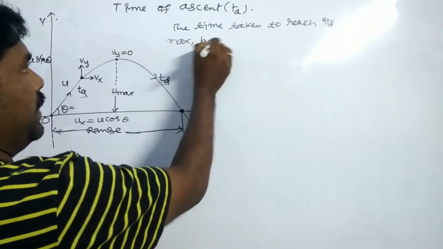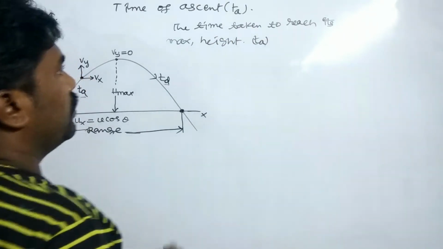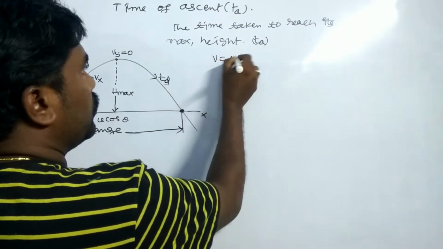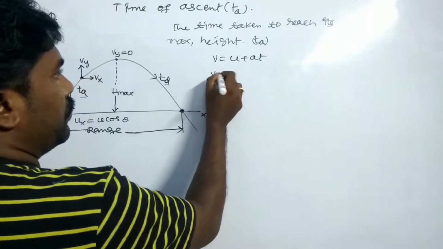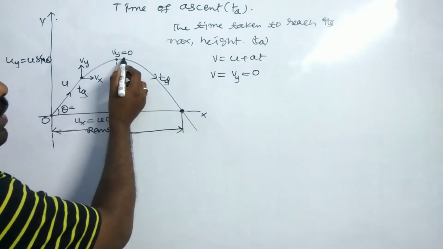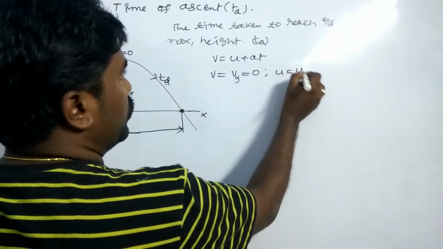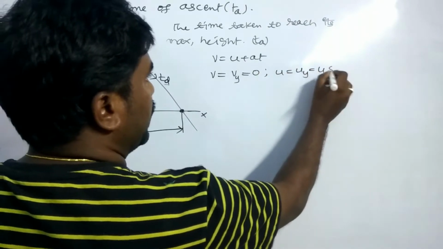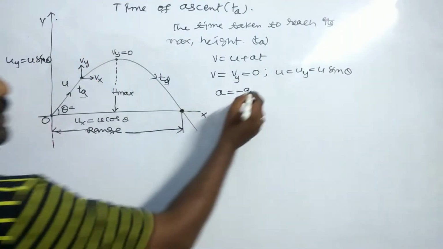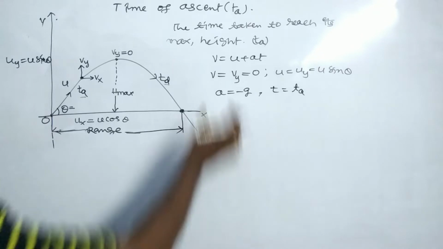The time taken to reach maximum height is called the time of ascent, that is TA. From the laws of equations of motion, v is equal to u plus at, where v is equal to vy, that is nothing but 0. At maximum height, the final velocity of the object is equal to 0, u is equal to uy, that is u sin theta, a is equal to minus g in the vertical upward direction, and t is equal to TA here. So let's substitute all those values in this equation.